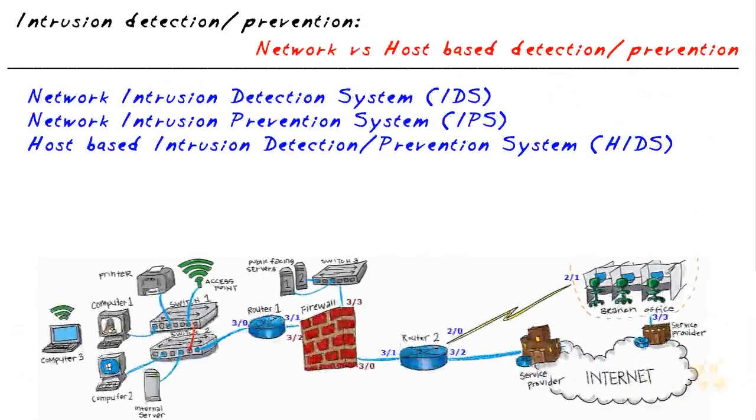In this nugget, we've identified the purpose of an intrusion detection or prevention system and how it could be implemented in our network.